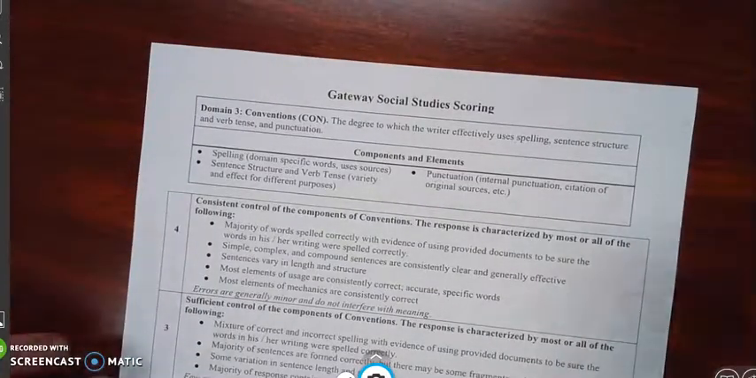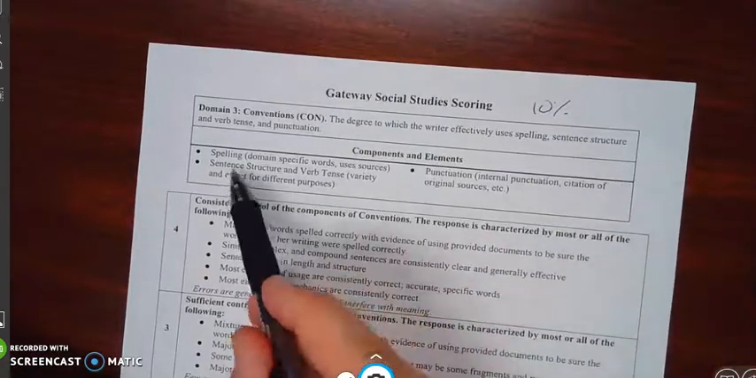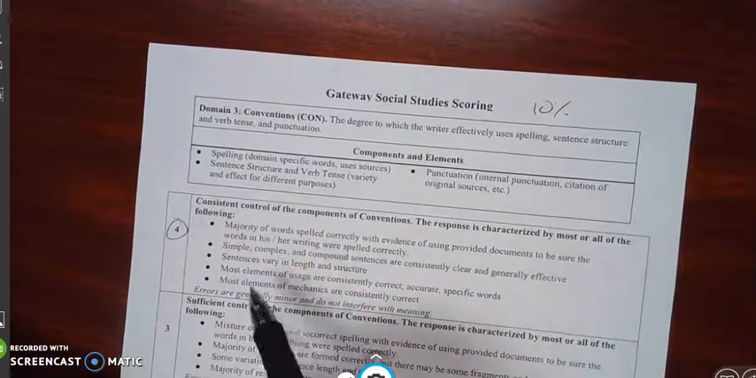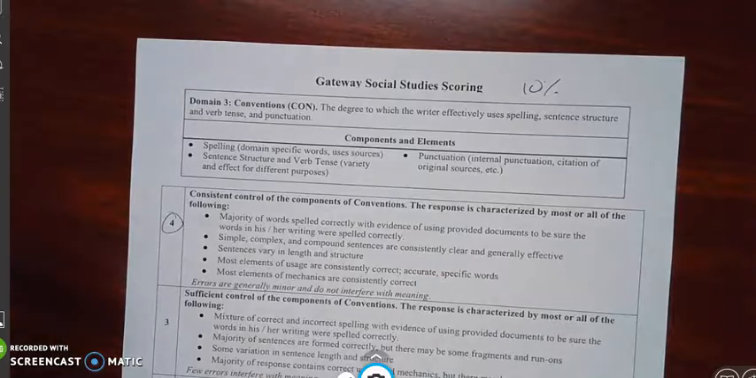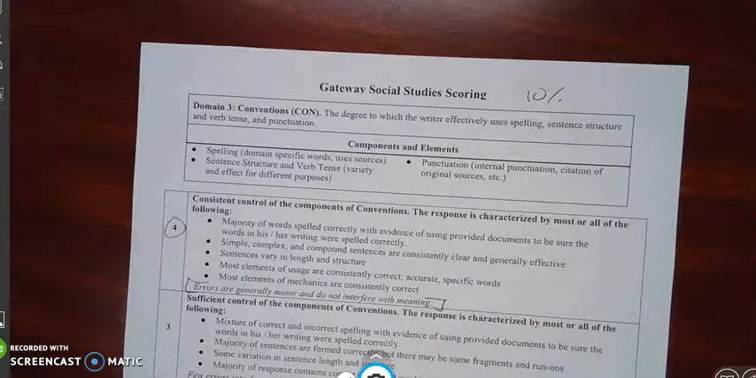Here's the last one. This is those conventions. This is 10% of your total score. Talking about spelling, sentence structures, verb tense, punctuation. I'm really only going to focus on this 4 today, because the idea then, this is not a perfect paper we're looking for. I'm not grading it, but the idea that it's a good paper, it's consistent, and then ultimately the errors do not interfere with the meaning. So when they're reading your paper, they understand what you're trying to say. The spelling, the punctuation, the sentences don't get in the way of that.